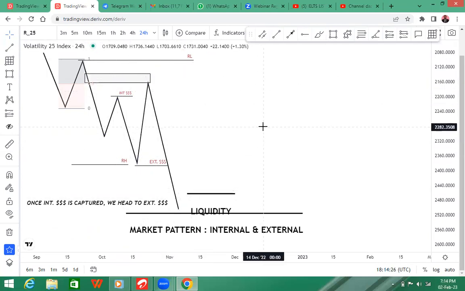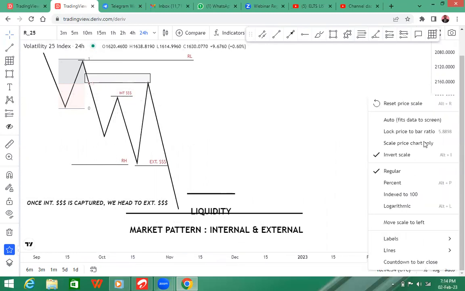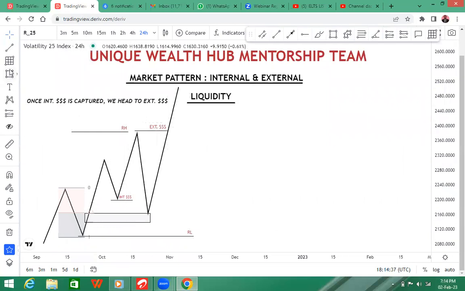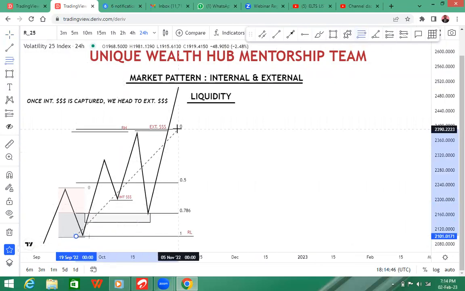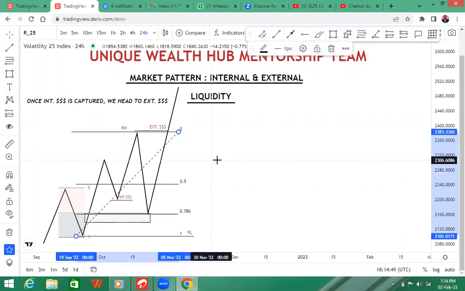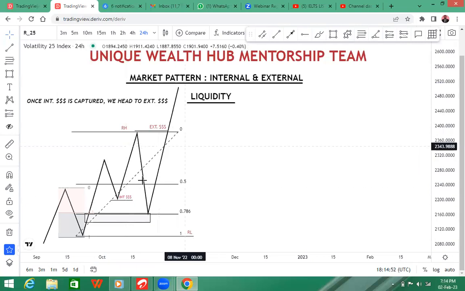Now the question you would want to ask is, how do I identify internal liquidity? To identify internal liquidity, you need to draw your fib. If it is not below 50%, it is not liquidity. The liquidity that you should expect to be captured for entry is a liquidity below 50%. Check this. This is 50%. So once it is here, know that it is a valid internal liquidity. It's going to be captured, and then we get entry below the liquidity.